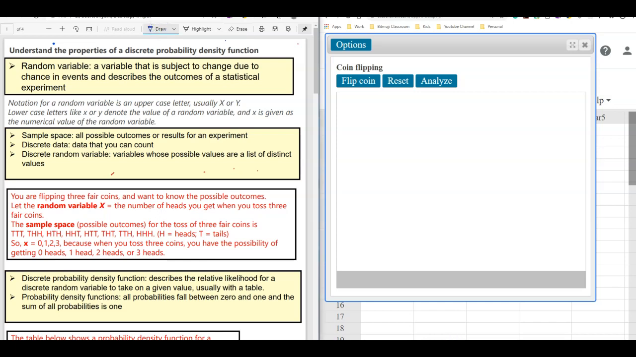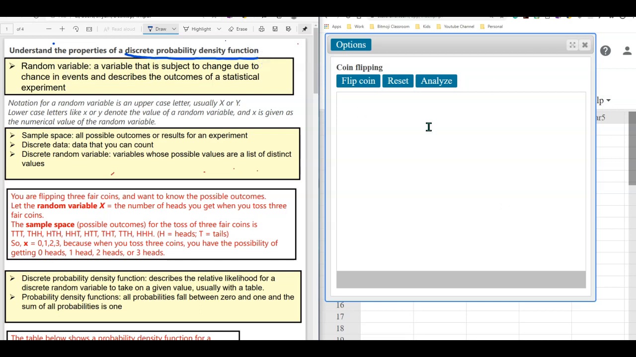Hello and welcome back. This is section 4.1. We will be talking about discrete probability density function, but the first objective for today is to understand the properties of discrete probability density function.